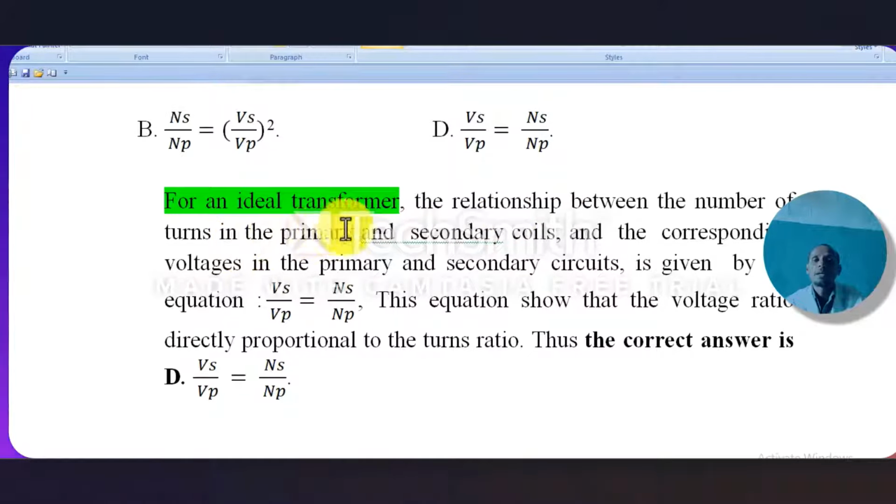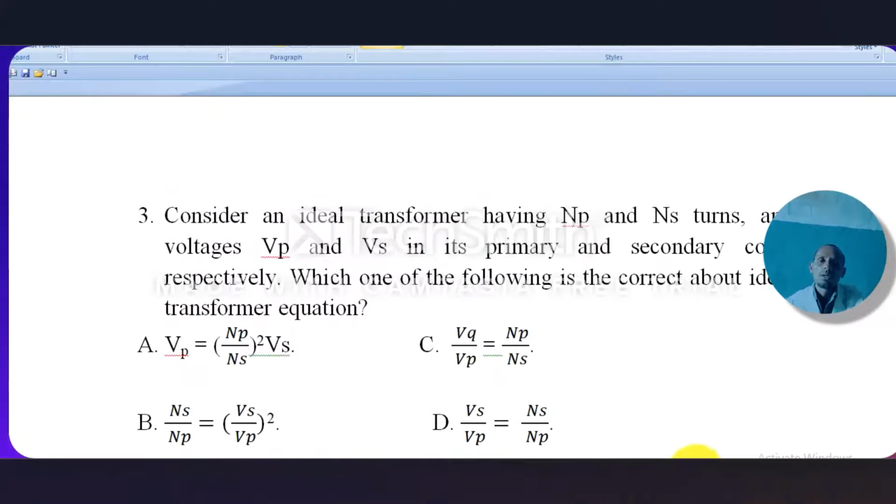Interpreting the question, for an ideal transformer, the relationship between the number of turns in the primary and secondary coil and the corresponding voltage in the primary and secondary coil circuit is given by the equation Vs over Vp is equal to Ns over Np. This equation shows that the voltage ratio is directly proportional to the turns ratio. The correct answer is D from the given alternatives. D means Vs over Vp is equal to Ns over Np.